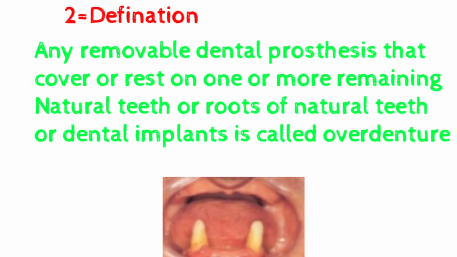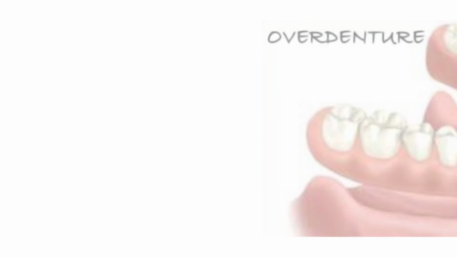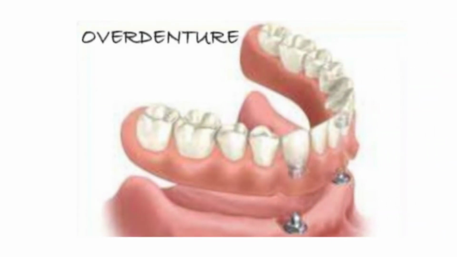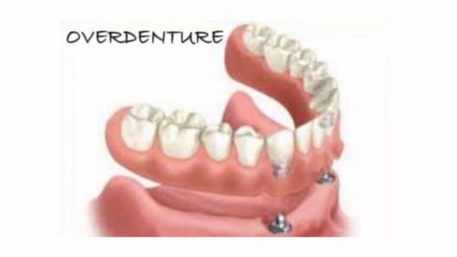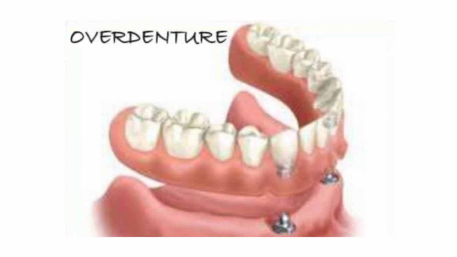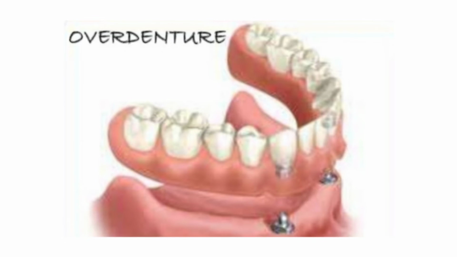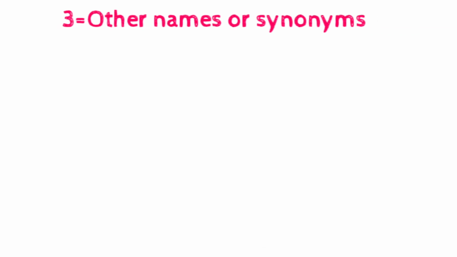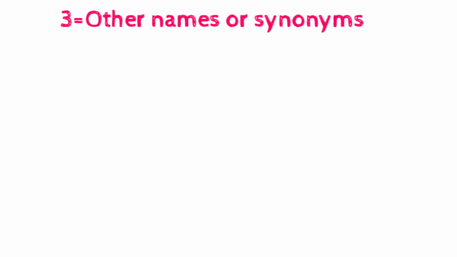Now look at another diagram. This is the overdenture, but not on remaining natural teeth, not on remaining natural tooth roots, but above the dental implant. First we place the implant, then we place the overdenture above the implant for better retention and better acceptance of the patient. Now after the definition, come to the other names or synonyms of overdenture.